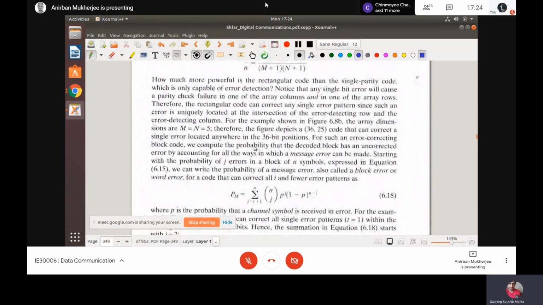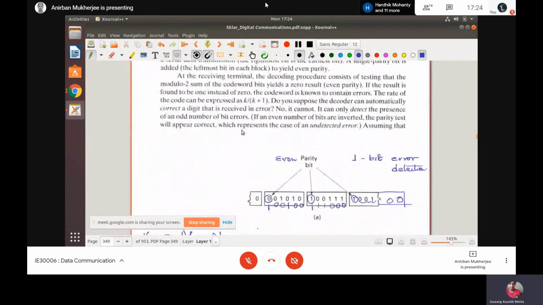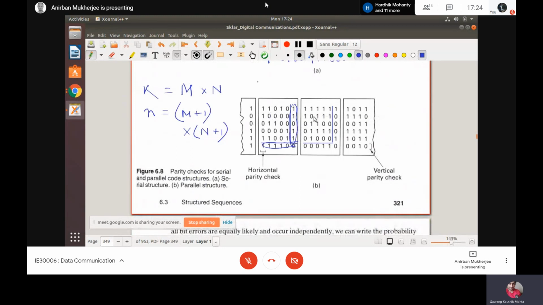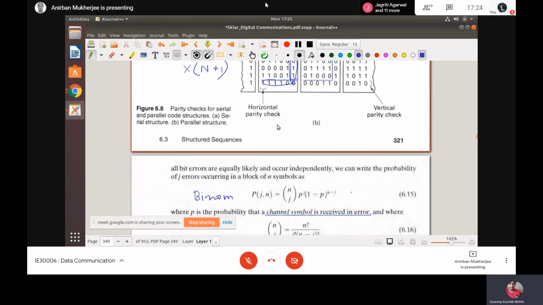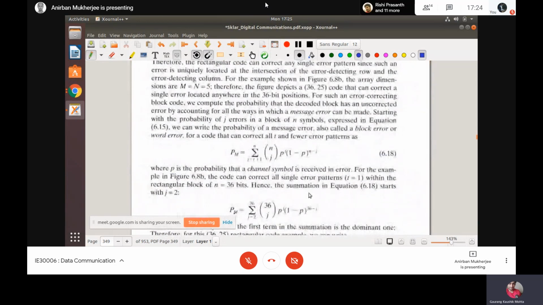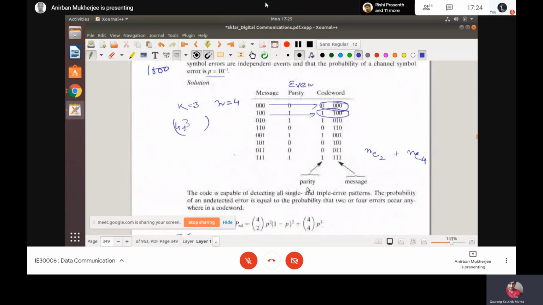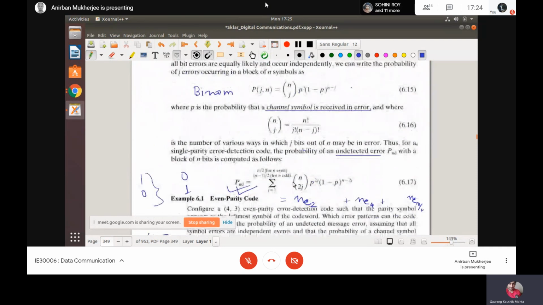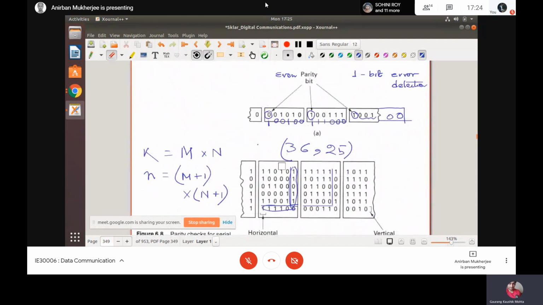Now, say m equal to n equal to 5 and they have explained the picture. That means in this case, the code is, say if m is 2, 4, 5, so the code is 36, 25. Now, the question is why will I use this rectangular code or product code? A good thing of the product code is that you can not only detect error, you can also correct error. That means you can localize the error.